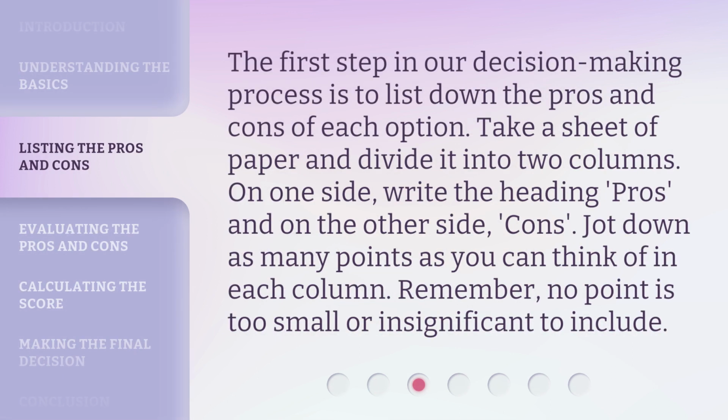The first step in our decision-making process is to list down the pros and cons of each option. Take a sheet of paper and divide it into two columns. On one side, write the heading, Pros, and on the other side, Cons. Jot down as many points as you can think of in each column. Remember, no point is too small or insignificant to include.